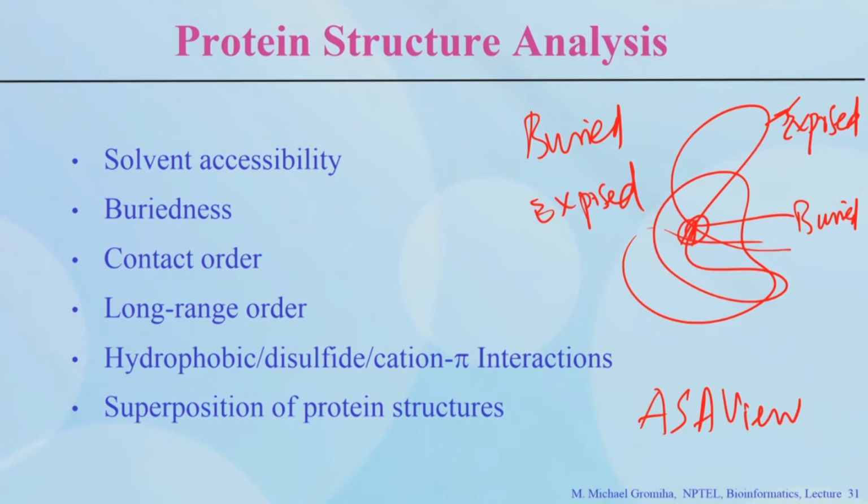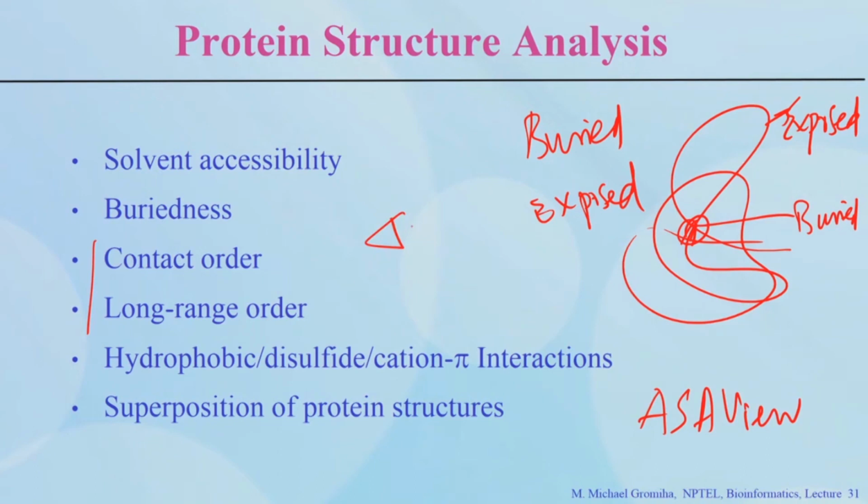Then based on solvent accessible surface area, we discussed other parameters like relative solvent accessibility, buriedness and so on. Then based on the contacts, we discussed some parameters like contact order. What is contact order? This will give you how far the residues which are close in space are, and how far they are in the sequence.